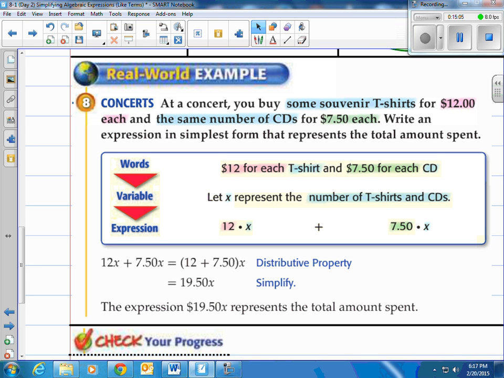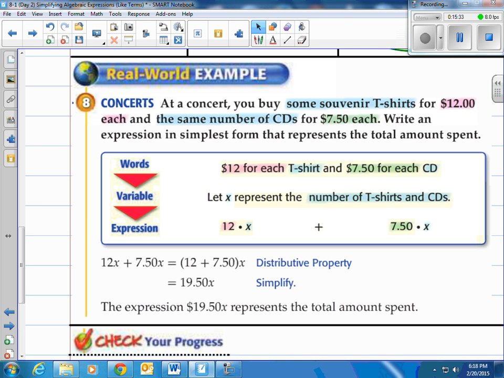And we're going to let X, because this is what we're looking for. It says write an expression in simplest form to represent the total amount spent. We have to know how many of these we bought, and we bought the same number of t-shirts and CDs. So let X represent the number of t-shirts or number of CDs that you bought. So our expression would look something like 12 times X. That would be the amount of money you spent for the t-shirts. And then $7.50 times X would be the amount of money you spent for CDs.